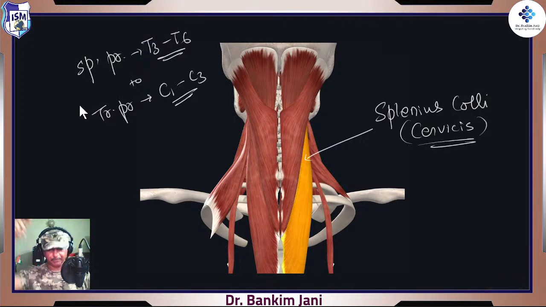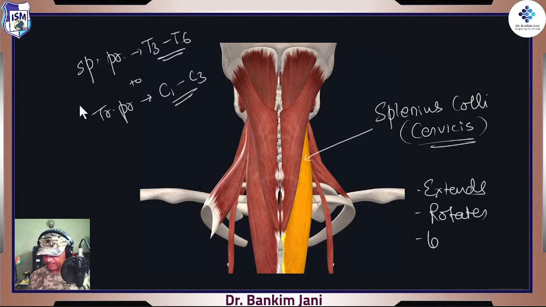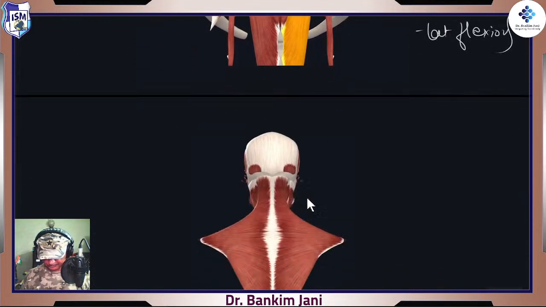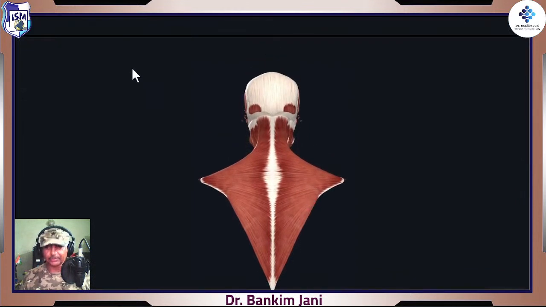Two extremes. So same functions: it extends when both are working together, rotates, and does lateral flexion. For the lateral flexion, only one muscle is contracting, whereas extension is when both of them are contracting. So this takes us to the final muscles.